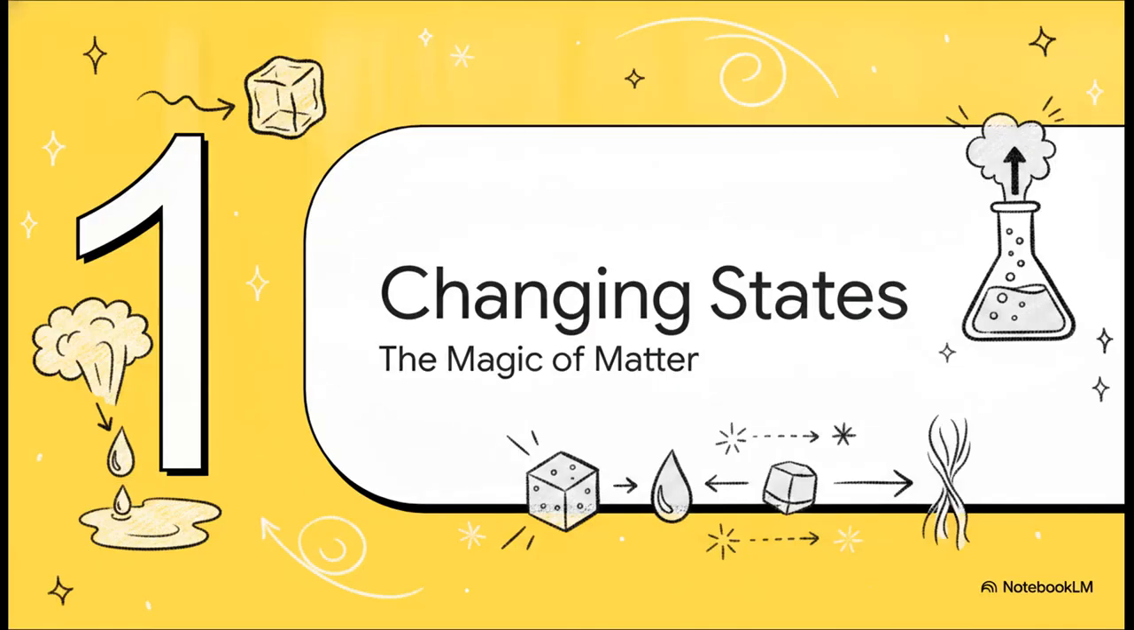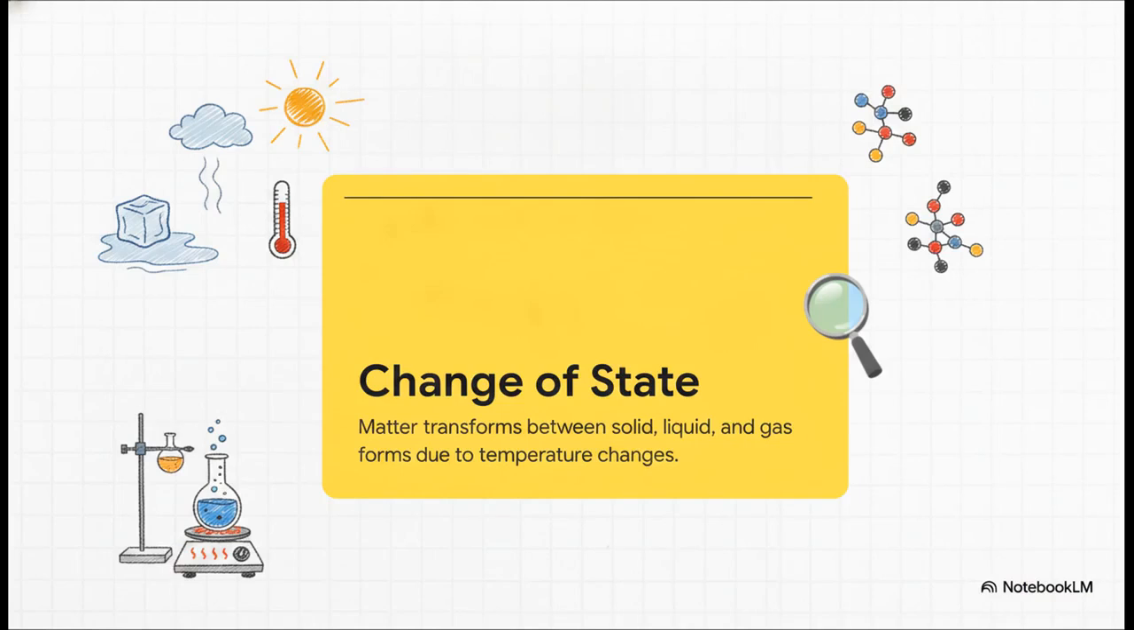All right, part one, the magic of changing states. Everyday matter is constantly transforming around us, right? Often completely unnoticed. But to really understand this magic, we need a solid definition. A change of state is, well, exactly what it sounds like. It's the process where matter transforms between solid, liquid, and gas forms. And the absolute key driver behind all of these changes? Temperature. Whether you're looking at a solid ice cube melting on the kitchen counter or liquid water turning into invisible steam above a kettle, it is all completely dictated by how heat energy interacts with the substance.